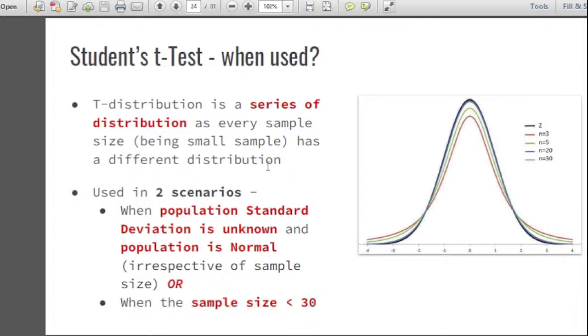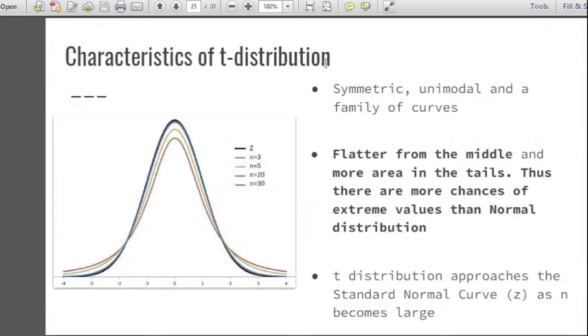Okay. Next, characteristics of the T distribution: symmetric, unimodal, and a family of curves. Of course, you can see this. Flatter in the middle and more area in the tails. And thus, there are more chances of extreme values than in the normal distribution. All of you will agree. There are more chances of extreme values in the T distribution compared to the normal distribution.